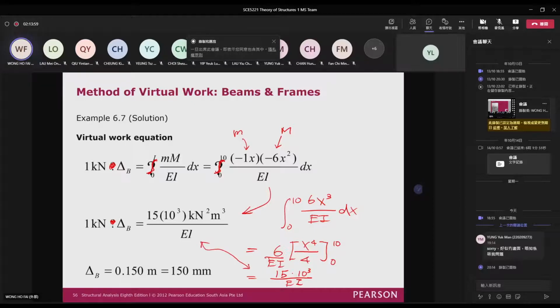And then if you substitute the value of EI, you can find the deflection of the beam. Okay? You know what I mean? So you just put the virtual moment and the real moment, and then you just integrate it. Then you can find the deflection at B.